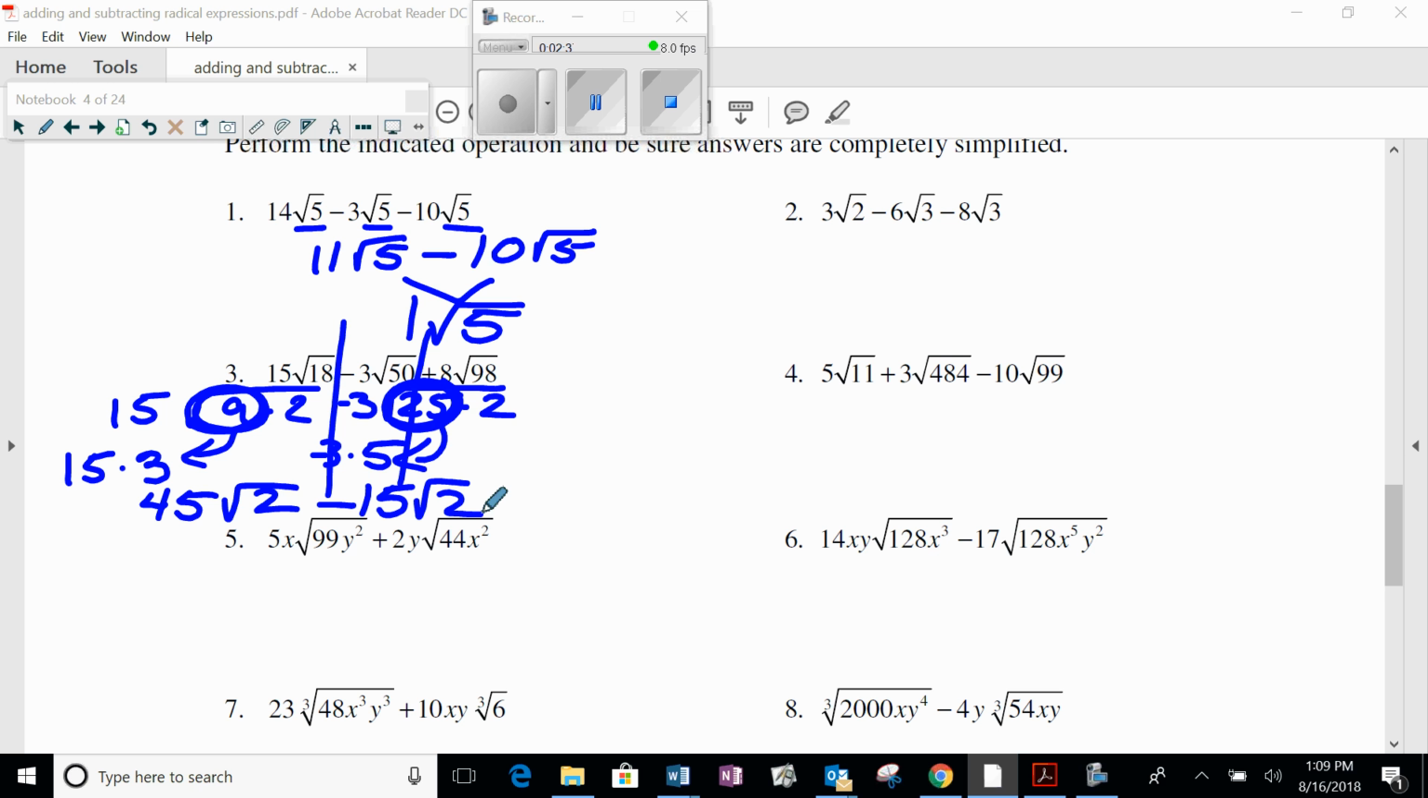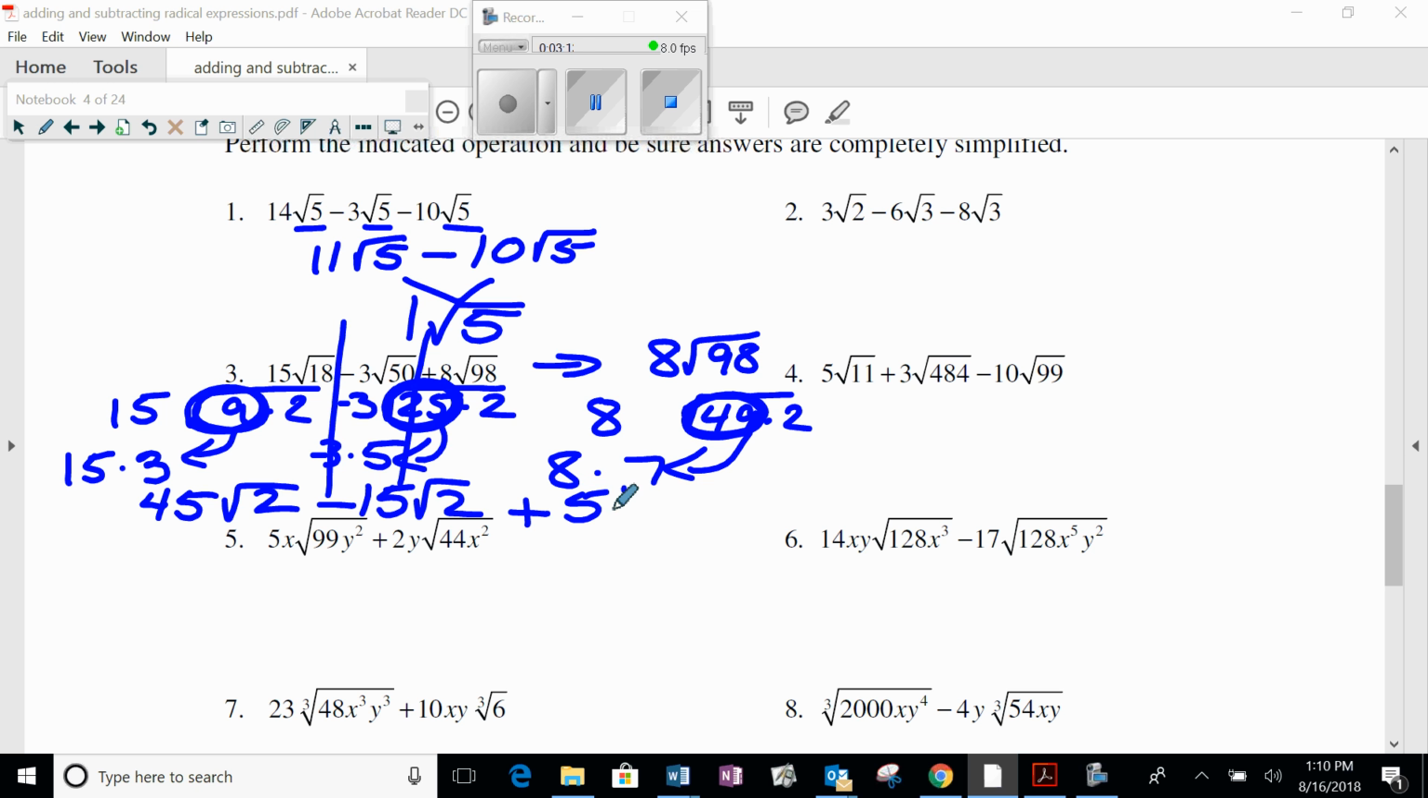Now I need to simplify the last one. I'm going to rewrite it over here so I have some room. 8 square roots of 98. I need to break down 98. What are some factors for 98? Anybody? 49 times 2. That's my whole. Okay, 49 is a perfect square, so it comes out as 7 times 8. Right? So what's 7 times 8? 56 square roots of 2. Stop, gentlemen.